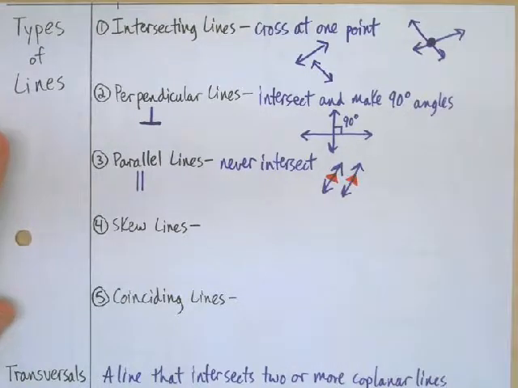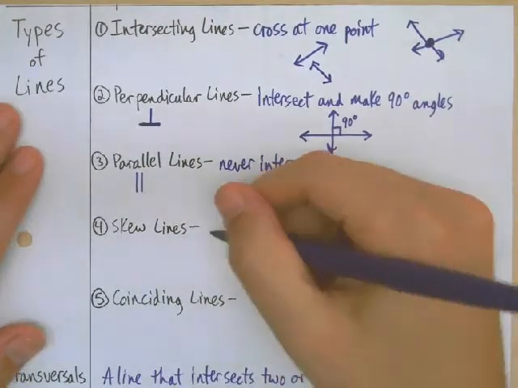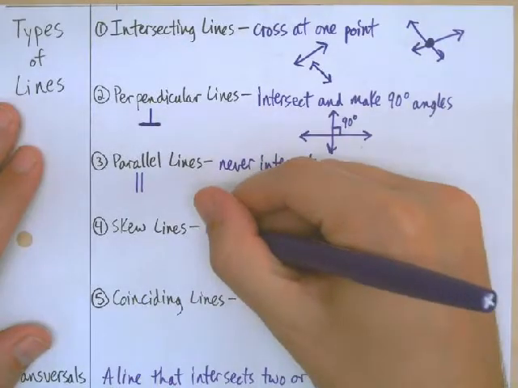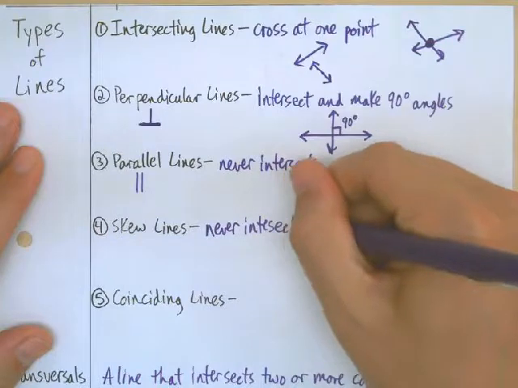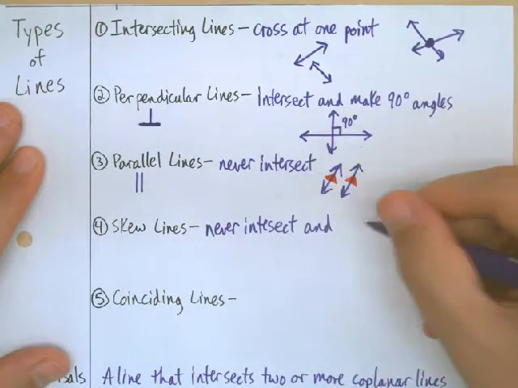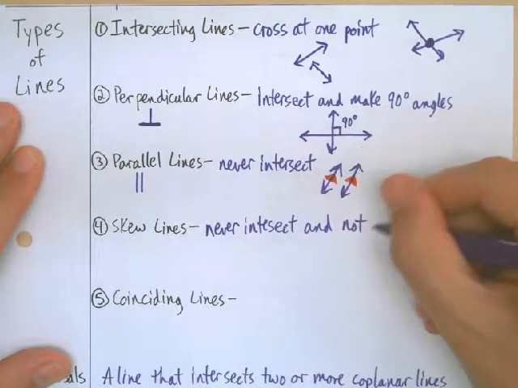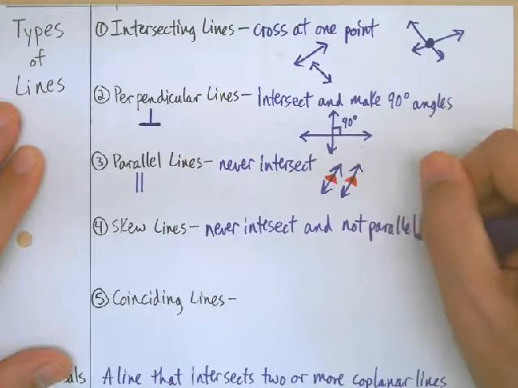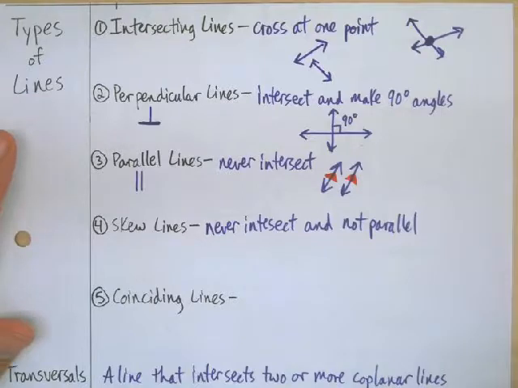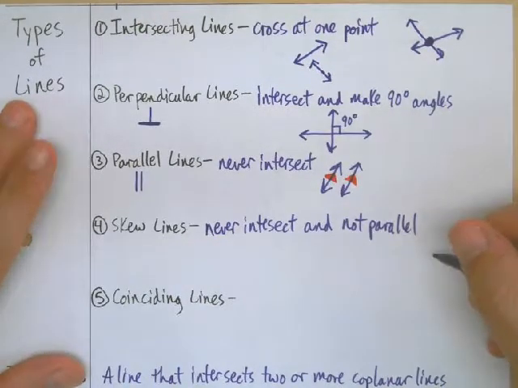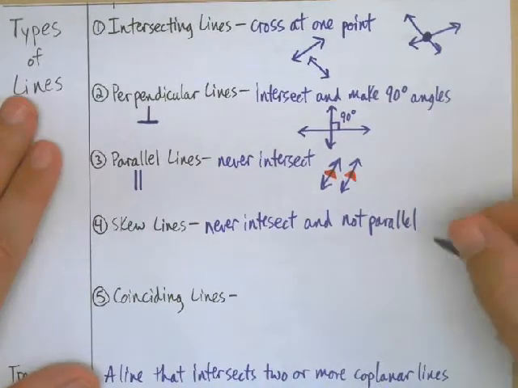Next up is skew lines. Skew lines never intersect, and they are not parallel. This happens when lines are in completely different planes. In order to show this, I'm going to draw a three-dimensional shape.